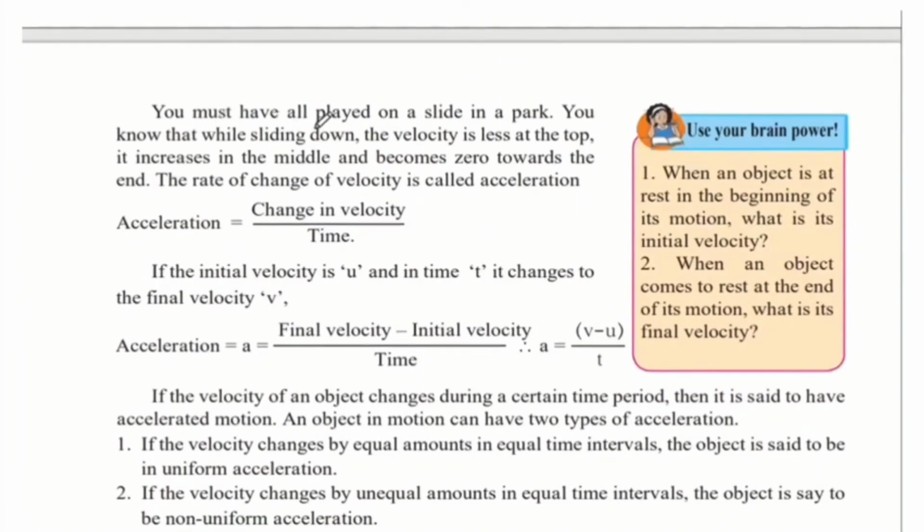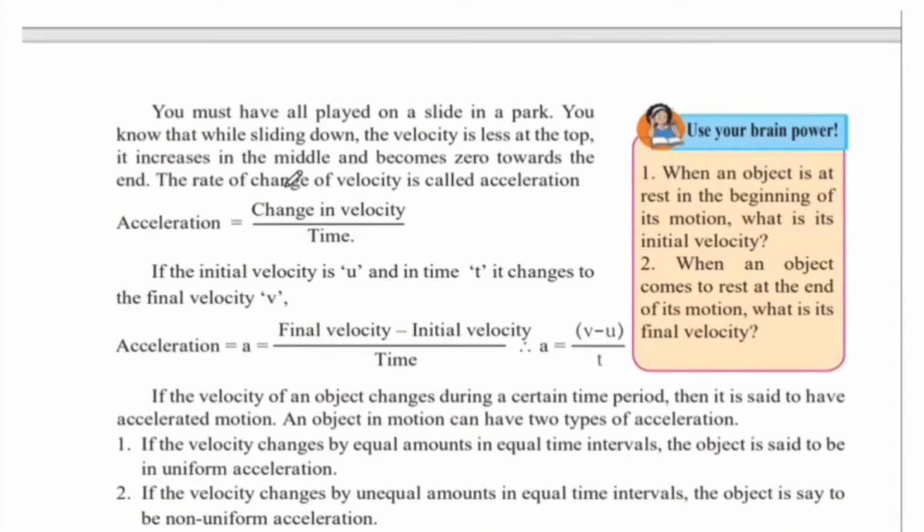You must have all played on a slide in a park. You know that while sliding down, the velocity is less at the top, it increases in the middle and becomes 0 towards the end. So when you slide on a slide in a park, you will observe that when you just start on the slide, you are very slow. But as you go down and down, your velocity increases, that is, your speed keeps on increasing.